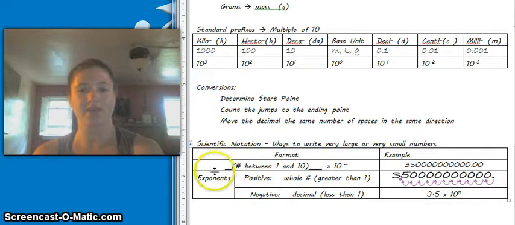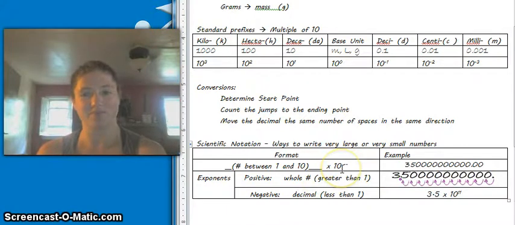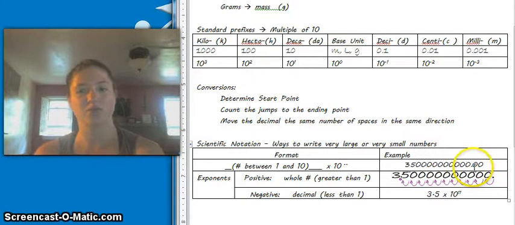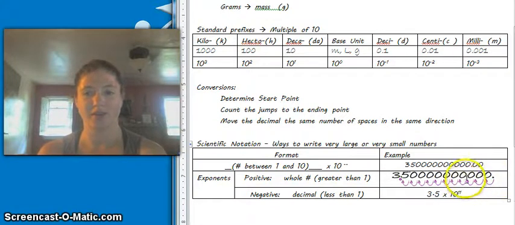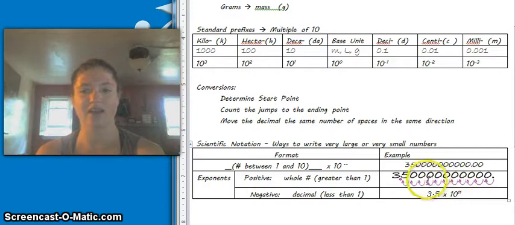So in the format, what we always have is a number between 1 and 10. So no values that are decimals, no values that are two-digit numbers. It's a single-digit value with a decimal point, and then it can have some additional values in a decimal, and then we multiply it times 10 to an exponent. So, for example, if I have this number, 350,000,000,000,000, decimal point 00, what I would then need to do is move my decimal point. I would see how many jumps I have. So I'd start with my decimal point here and I would jump and I would go 1, 2, 3, 4, 5, 6, 7, 8, 9, 10, 11 times I would have to move the decimal in order to get it so that there was only one digit in front.